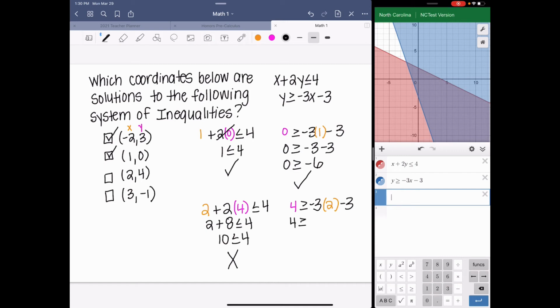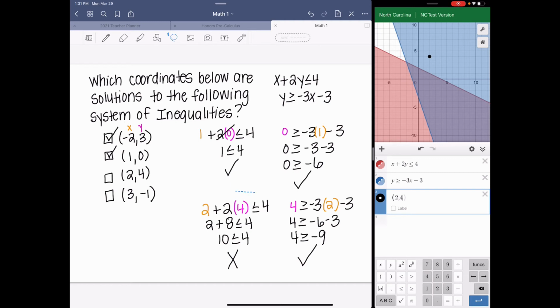And then I have 4 is greater than or equal to -6 minus 3. So 4 is greater than or equal to -9. Now that is a true statement. But in order for it to work for the entire system of inequalities, it has to work for both. So it works for that blue area, but it does not work for the red area. So that is not a solution to my system.